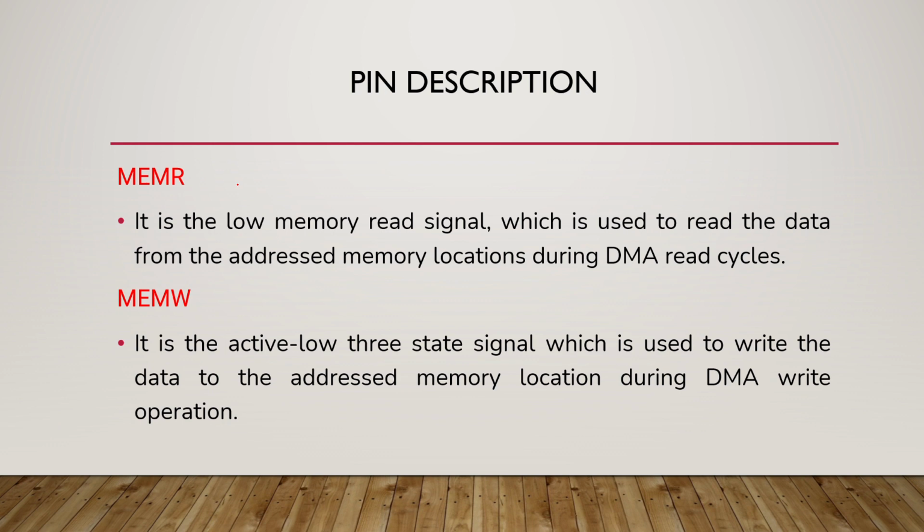Then memory read and memory write. MEMR is the memory read signal, and MEMW is the memory write signal. Whenever it is low, that is the memory read signal, which is used to read the data from the addressed memory location using DMA read cycles. So whatever data is available in the addressed memory location, it is used to read. Similarly, memory write means it is used to write the data to the addressed memory locations during the DMA write operations.